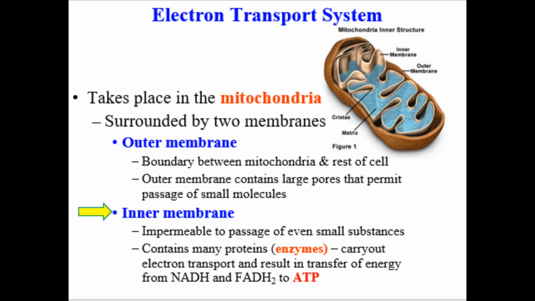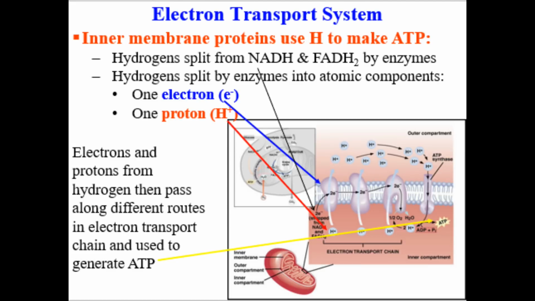These enzymes are going to shuttle electrons from one enzyme to another along this membrane. So in other words, they're going to transport electrons through this system, which is why it's called the electron transport system. So where do these electrons come from? Well, these electrons that enter into the electron transport system come from hydrogens. So those hydrogens coming from glucose.